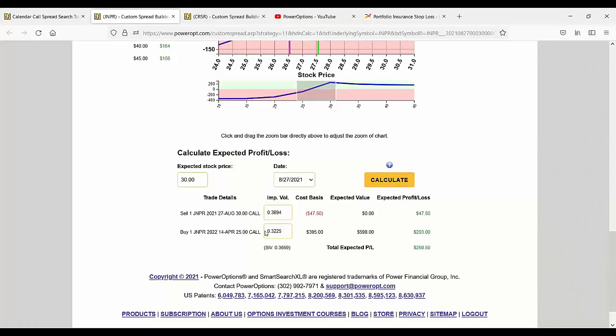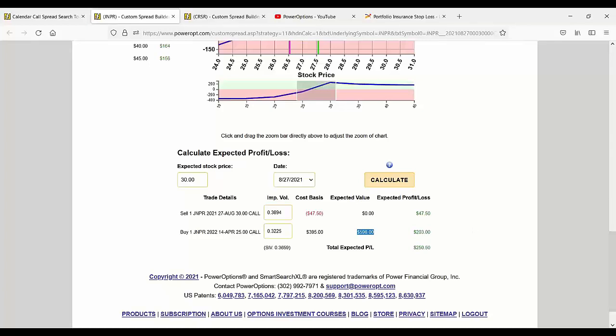Okay, and so what would we expect if the stock moved up from its current price to $30? Well, our near-term call would expire worthless, or we'd pay 5 or 10 cents to buy it back, depending on where it is, if we wanted to avoid assignment. And the return is based on being able to sell to close the long for its theoretical value of 598.